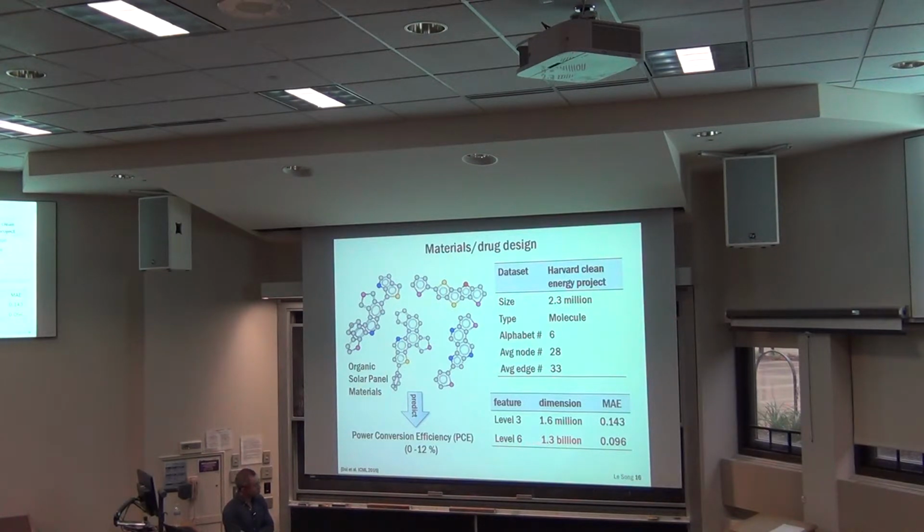You really need to go to level 6. If you hand-design features, you need to go to 6 hops to compute these substructures and use them as features. You will get a feature dimension of 1.3 billion, and you can get a very small MAE. It's 0.09, right? Considering the range is between 0 and 12, the MAE in the percentage prediction is going to be this, pretty good, right? So if you reduce it to level 3, like 1.6 million, then you drop by 5%.